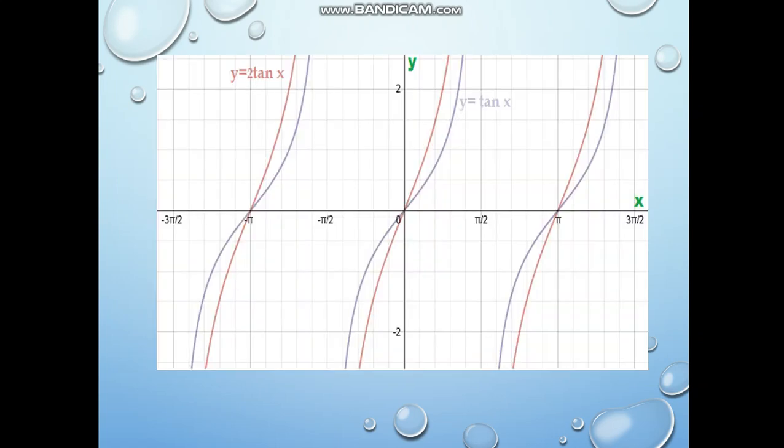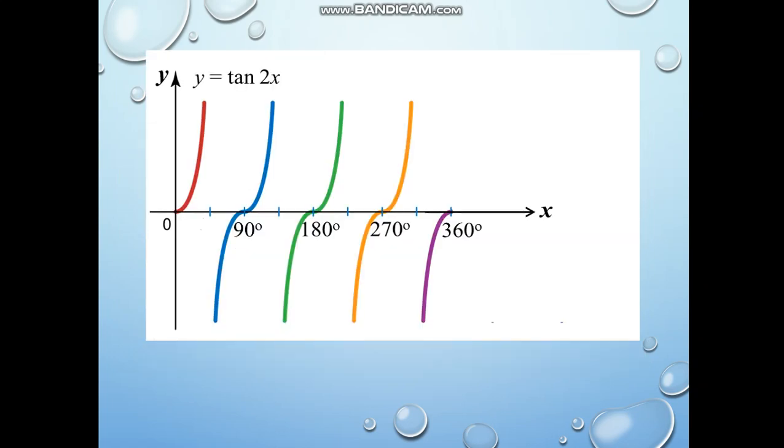Okay, here I want to show you how amplitude affects the graph of tangent. Okay, in this graph you see there are two graphs. The blue line is y equal tangent x, and the red one is y equal to a times tangent x. As you can see, it doesn't affect the maximum or minimum value of the graph of tangent. Here, I want to show you how the period affects the graph of tangent. As you can see, there are two cycles from 0 to 180.